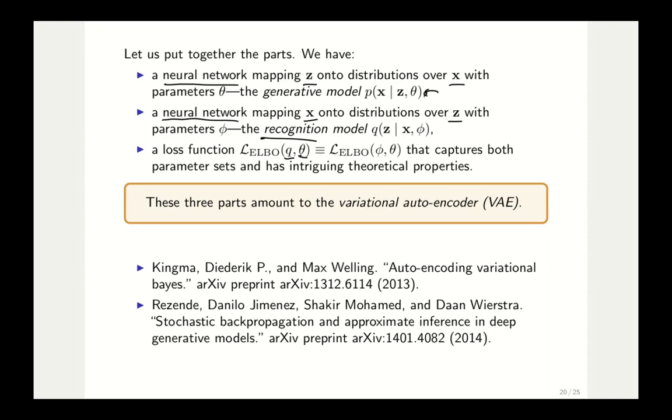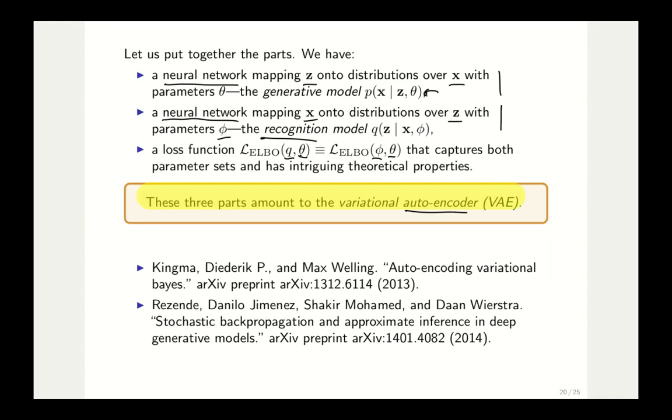And because we decided that the approximate posterior is a neural network parameterized by the parameters phi, we can redefine the evidence lower bound in terms of these two sets of parameters. And it keeps all its intriguing properties, and we can jointly train both of these neural networks with one very, very nice error function. And if you put together all these parts, what you get out is the so-called variational autoencoder.